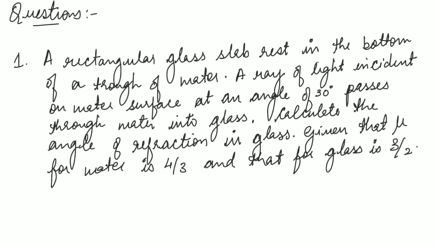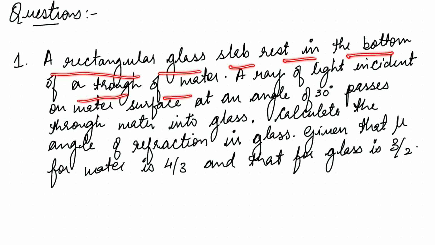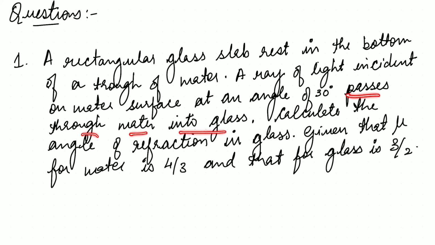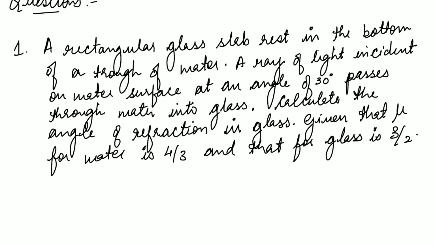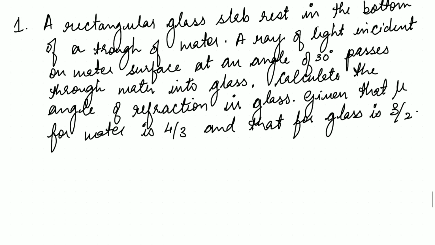Okay. Now let's look at some questions so that we can understand the concepts better. So question number 1, let's look at that. A rectangular glass slab rests in the bottom of a trough of water. A ray of light incident on the water surface at an angle of 30 degrees passes through water into the glass. Calculate the angle of refraction in the glass, given that nu for water is 4 upon 3 and that for glass is 3 upon 2. All right, great. Now this question is telling that we have a rectangular glass slab resting in the bottom of a trough of water.